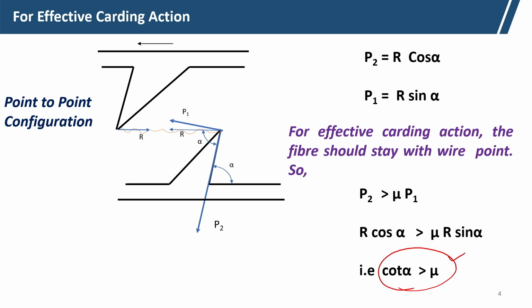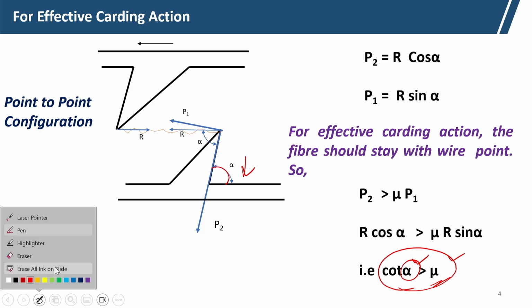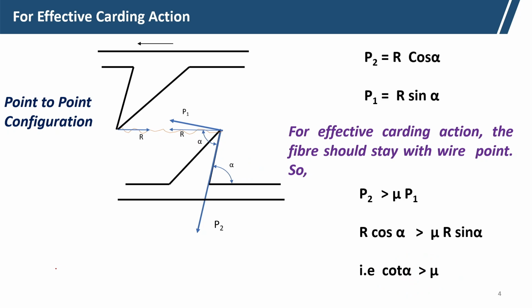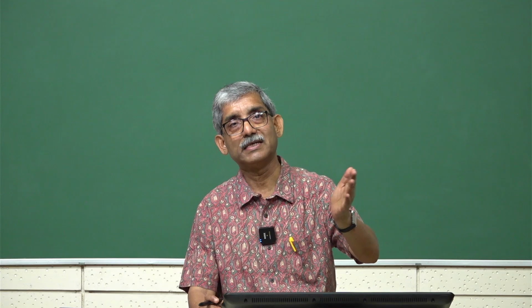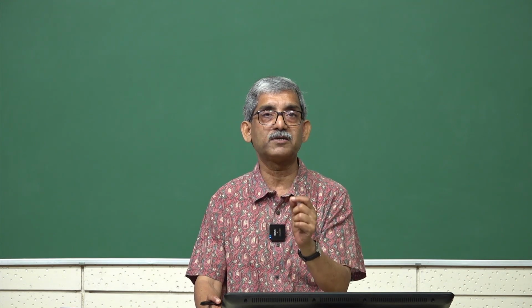We can either reduce the mu of the fiber, or we can change the cot alpha. A lower alpha means cot alpha will be high, and in that case proper carding action will be there. That condition we have to maintain depending on the type of fiber. If the type of fiber changes, the mu will change, so accordingly we can change the alpha. So, the inclination of the wear point is very important in carding.